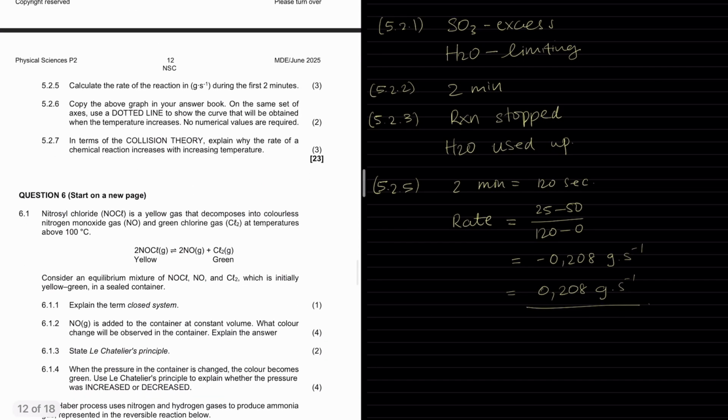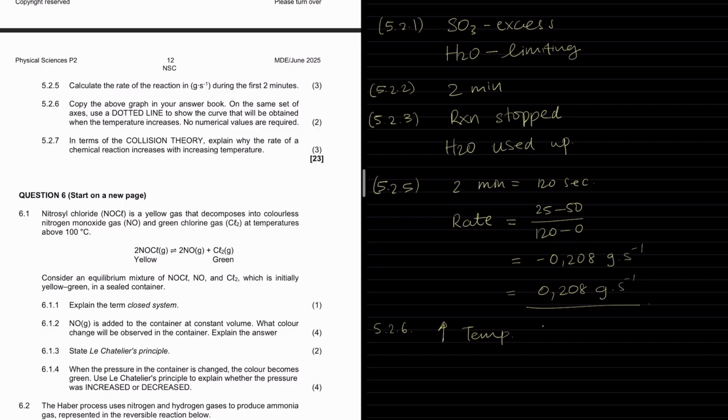Let's take a look at question 5.2.6. It says copy the above table or graph in your answer book. On the same set of axes, use a dotted line to show the curve that will be obtained when the temperature increases.